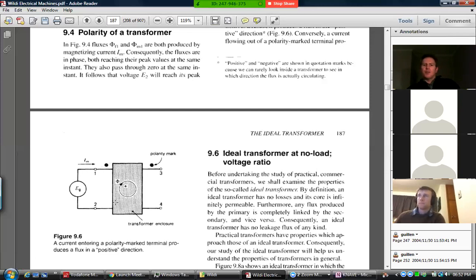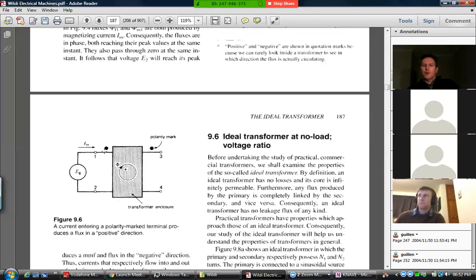Typically, they'll represent a transformer by just a box like this, with the two polarity markings, and then a letter called A, which indicates the turns ratio. I'll get to that in a minute.